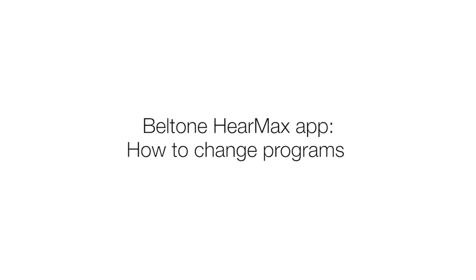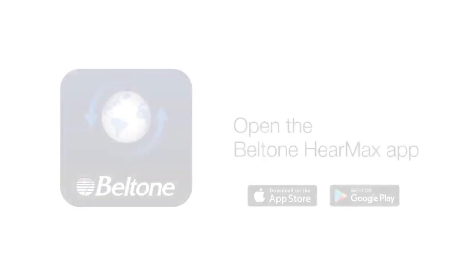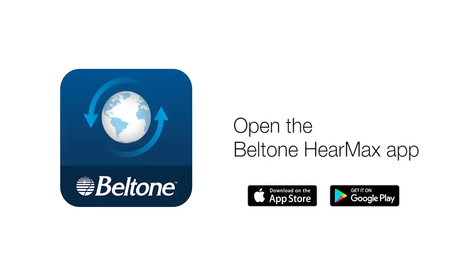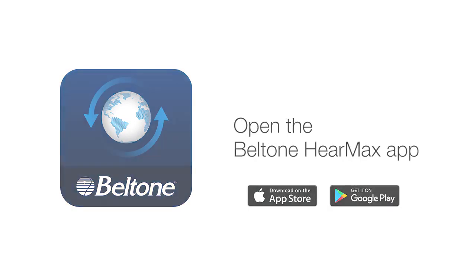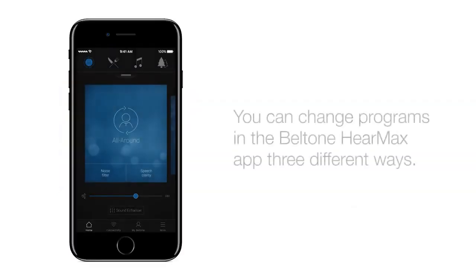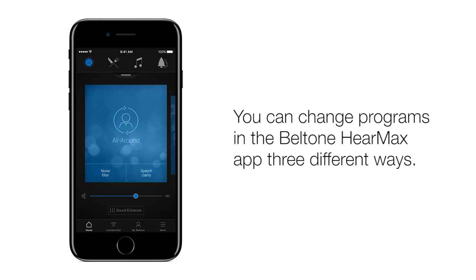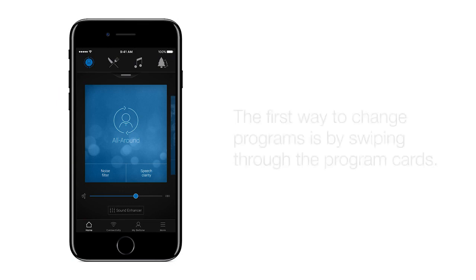Beltone HearMax app, how to change programs. Apple App Store and Google Play logos. Open the Beltone HearMax app. The app image shows a white globe with two blue arrows around it. A phone screen appears. You can change programs in the Beltone HearMax app 3 different ways.